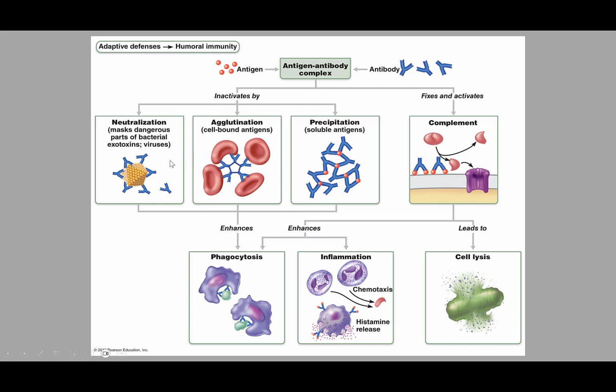But if we have the neutralization or the agglutination or the precipitation, that can then enhance phagocytosis. It makes it much easier for phagocytes to come along and grab that pathogen and eat it. Those complement proteins can also enhance phagocytosis. It can enhance inflammation. It can cause cells to rupture, lysis.